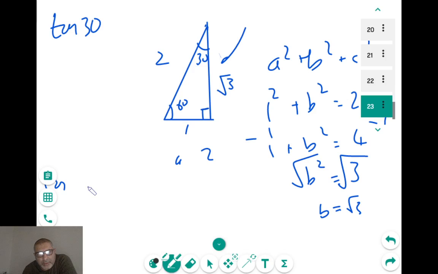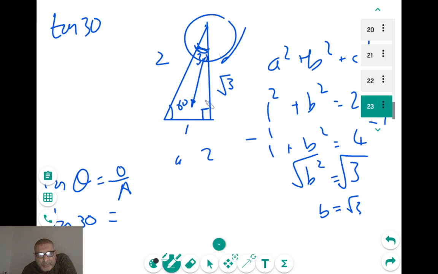Tan theta is opposite over adjacent. And we're looking at tan 30. Oopsie daisy. Let's get that right. Tan 30. Tan 30 is this angle here, opposite 1 over adjacent root 3. And that's it. It will work for tan 30, sine 30, cos 30, and it will also work for 60s. The 90s and the zeros you learn.